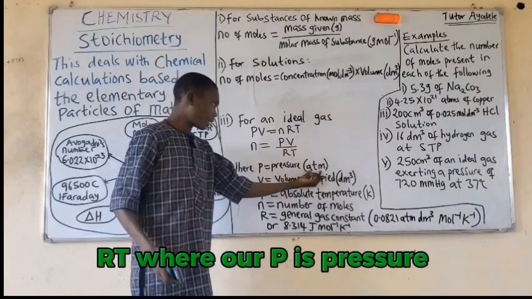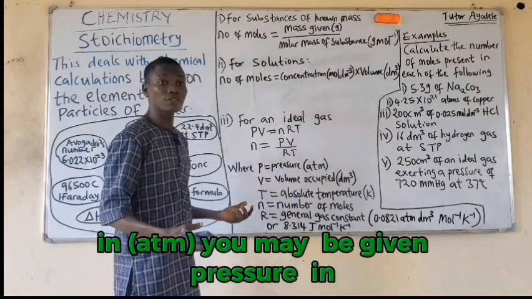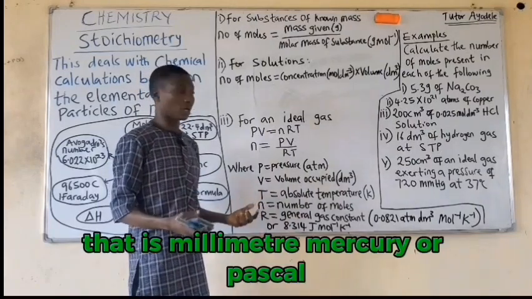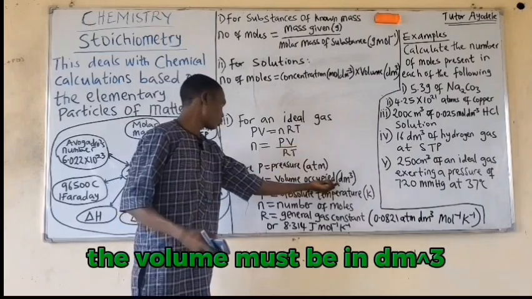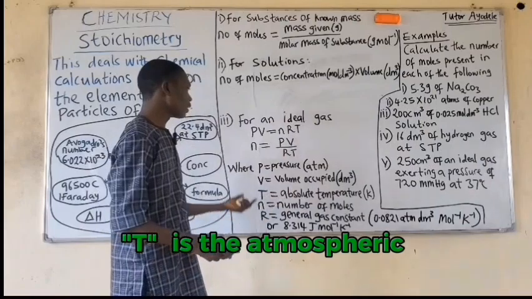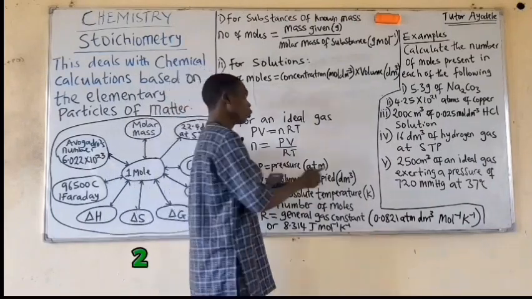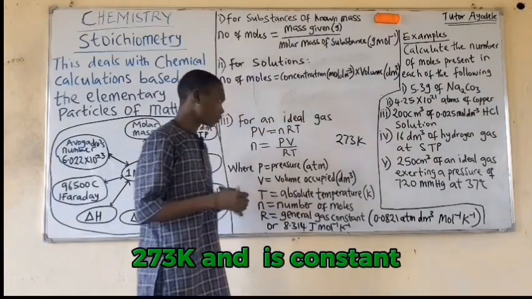Pressure in atm. You may be given pressure in mmHg, that is millimeter of mercury, or Pascal; you have to convert it to atm. The volume must be in dm cube, where V is the volume in dm cube. T is the temperature, and atmospheric temperature is constant, that is 273 Kelvin.